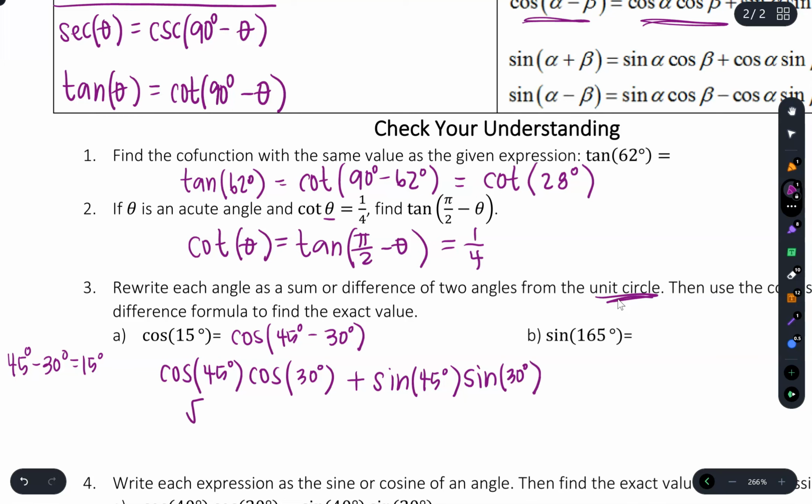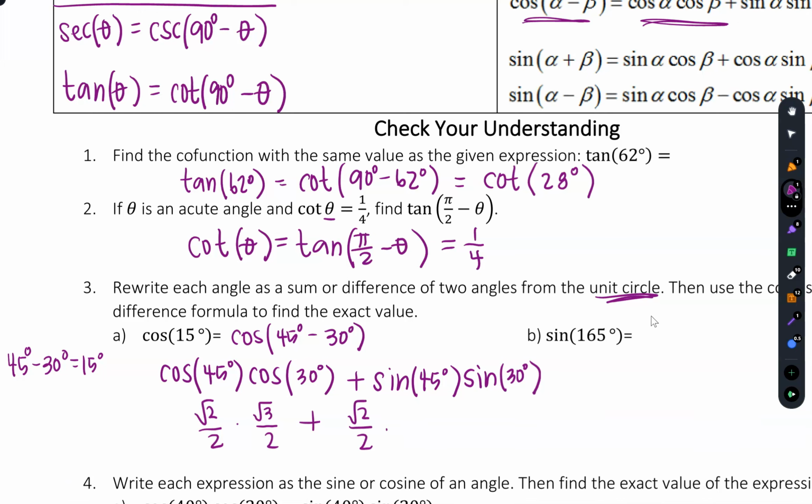Cosine of 45 degrees is square root of 2 over 2. Cosine of 30 is square root of 3 over 2. Sine of 45 is square root of 2 over 2. And sine of 30 is your y value there, which is a 1/2.